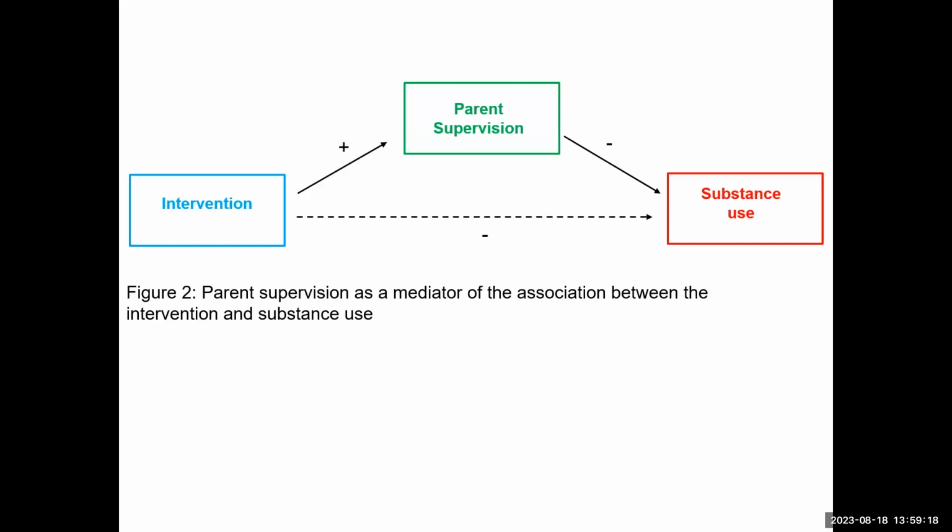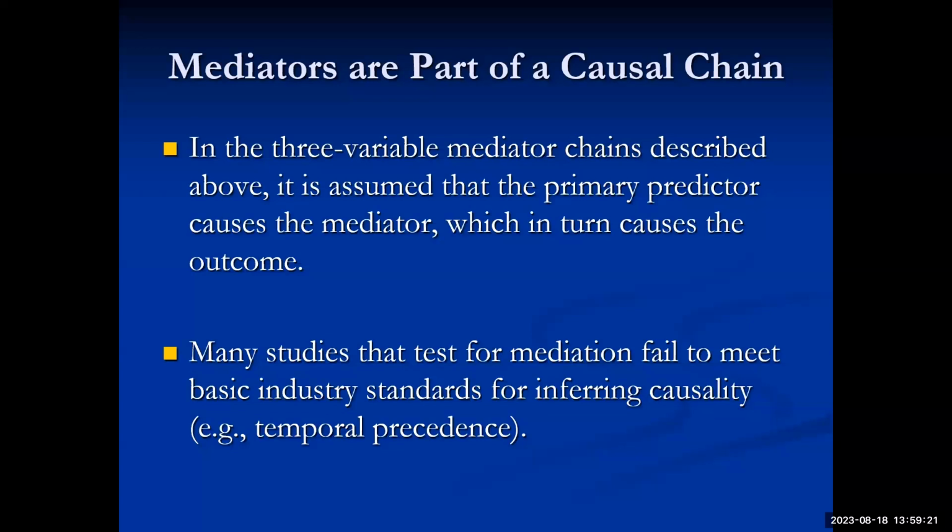Okay, so now I want to remind everyone that mediators are part of a causal chain. So in these three variable mediator chains that are described above, it's assumed that the primary predictor causes the mediator, which in turn causes the outcome. And then I just have a caveat there at the second point. Most of the studies in the social sciences that test for mediation fail to meet basic industry standards for inferring causality, even something as simple as temporal precedent. So we have to be mindful of that as we're reading the literature.